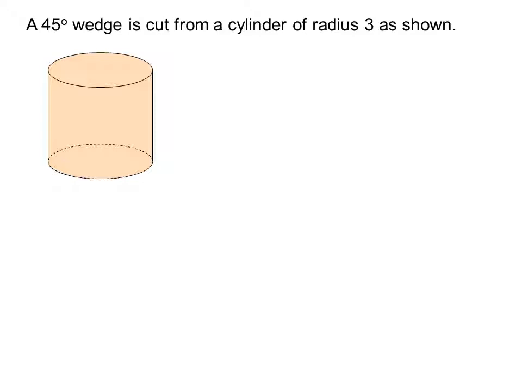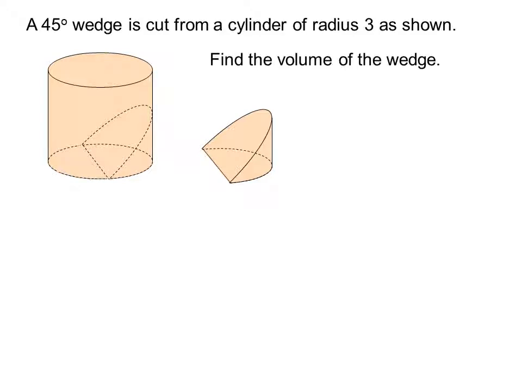This is one of my favorite slicing examples because the results are somewhat surprising. A 45-degree wedge is cut from a cylinder of radius 3 as shown. Picture a large cylindrical cheese, or perhaps a section of telephone pole, and you got a new chainsaw for your birthday. Anyway, we have a wedge. Find the volume of the wedge.